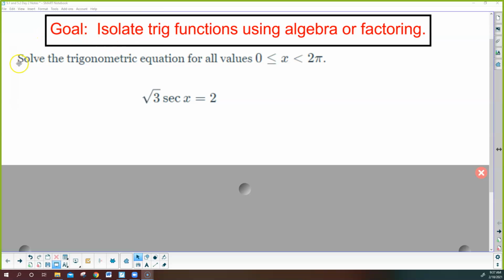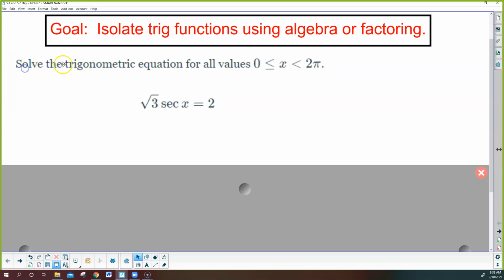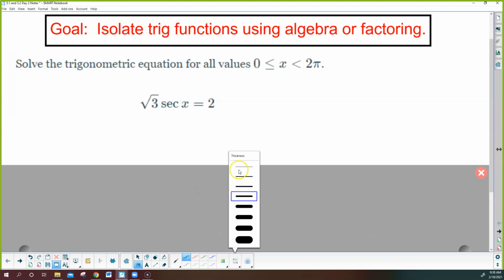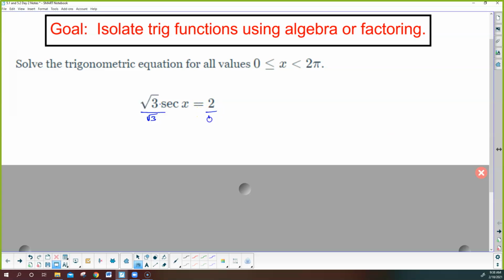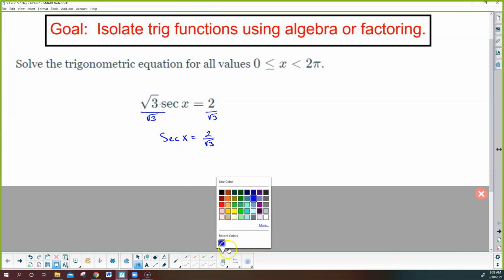Our goal, anytime they say solve, is to isolate the trig function by using algebra or factoring. And Miss Dwyer went over multiple ways to do that in different examples in the last video. So our goal here is to isolate the secant of x. Well, to do that, I have to get rid of the square root of 3. So then I have secant of x is equal to 2 square roots of 3. Now, the more practice you get here, the better it's going to become. But right now, how do we solve secant of x?